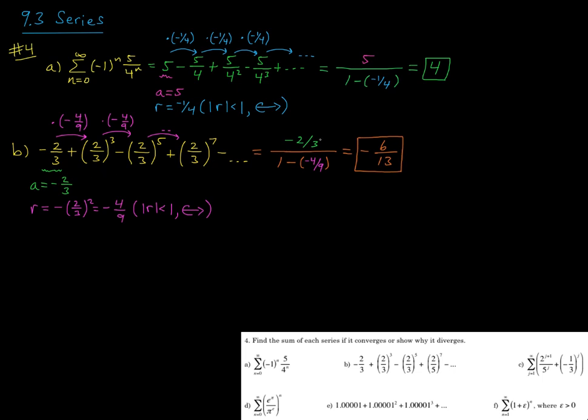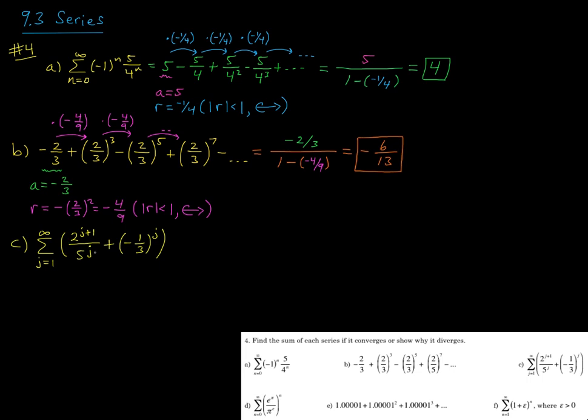So to find its sum, we'll take a, which is -2/3, and divide that by 1 minus r, and that's going to be 1 minus -4/9. So this simplifies to -6/13.